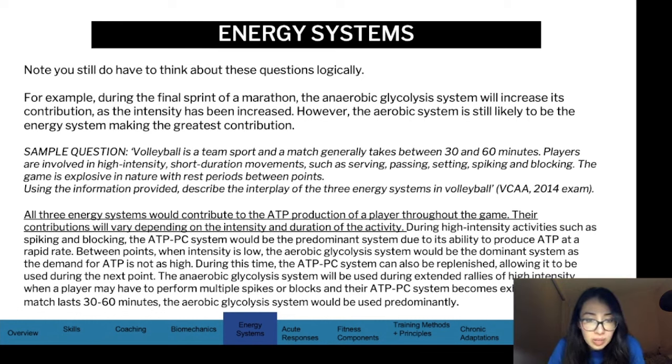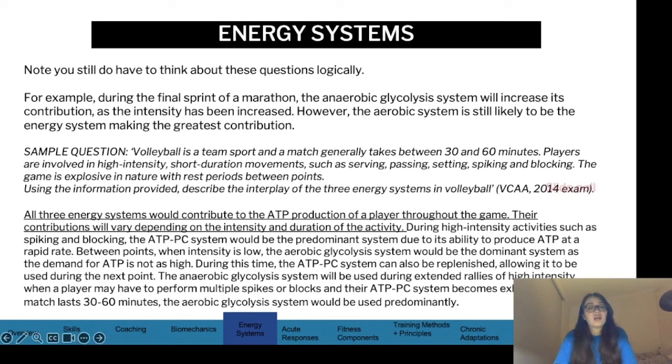I would have liked these people to do, they have written it here, multiple spikes and blocks. So you really want to call back to the data. It says stuff like serving, passing, setting, spiking, blocking. You want to make sure that your response actually discusses that data. Talk about rest and when you can actually recuperate that system. I'm guessing someone will write a question here, because they usually do.